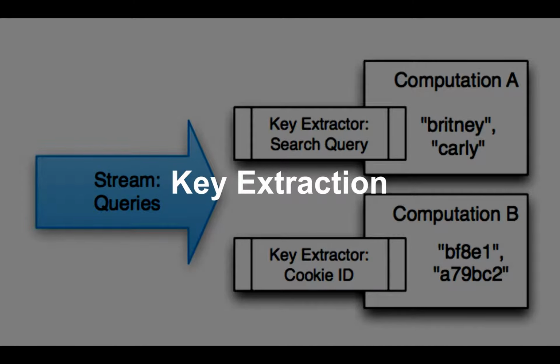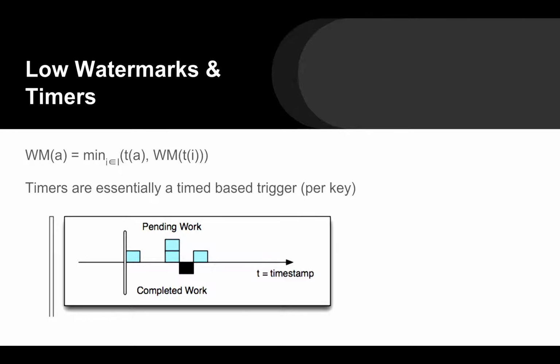Real quickly, MillWheel has a concept of key extraction, which is basically, given one input, I can create multiple output streams, and the way I do that is by splitting my data, or partitioning my data, off the key. And so I can create two streams from one, and in this example you'll see a search query for one and a cookie ID for the other. Okay.